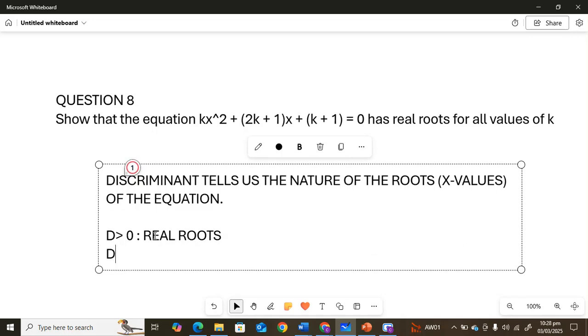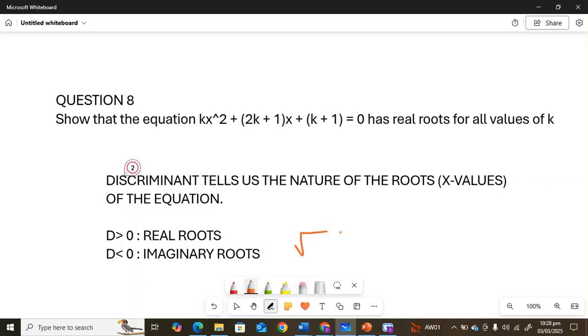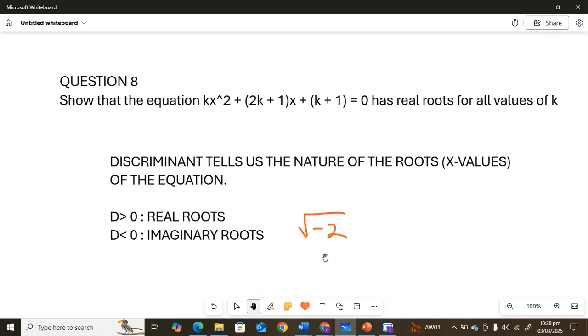If your discriminant is less than 0, you have imaginary roots. For example, the square root of negative 2. This is an imaginary number. Your calculator won't give it to you. If you try to type in your calculator the square root of negative 2, you'll see it will give you an error.